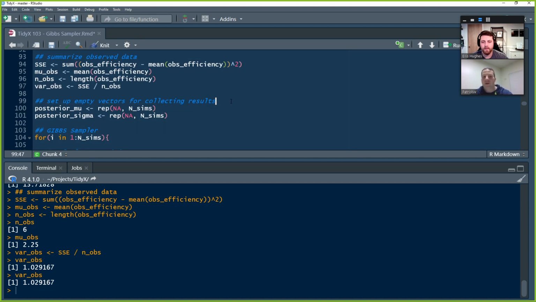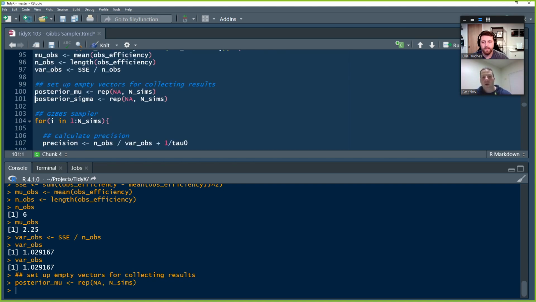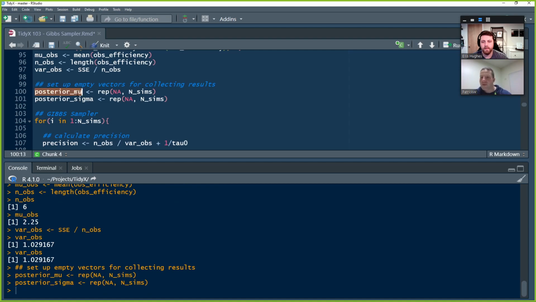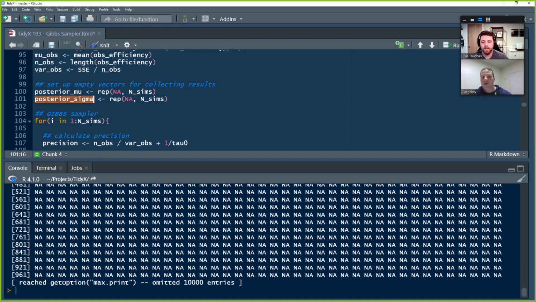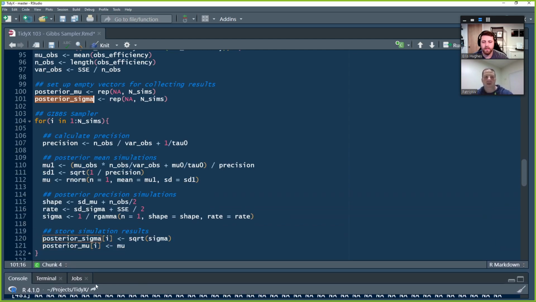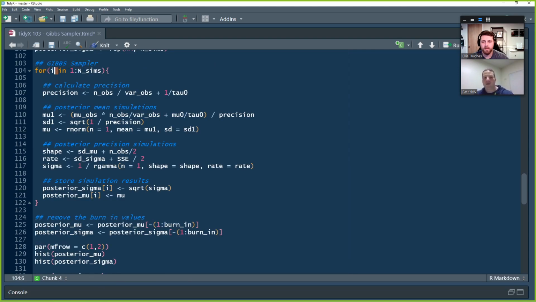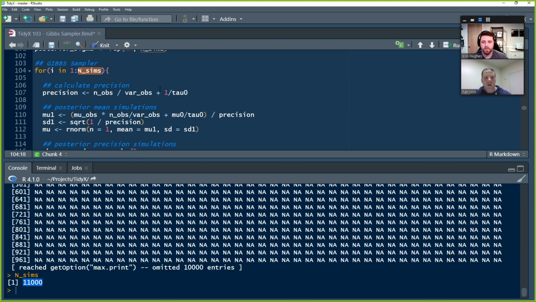We're going to set up some empty vectors to collect the results of each of our 11,000 simulations. So we're going to be simulating jointly, remember, a mean, a mu, and a posterior sigma, a standard deviation. Both of those are all NA. They're just waiting to be filled. And now we run our Gibbs sampler. So we're going to specify this in a for loop. For i in 1 to number of simulations, which is 11,000, there's 3 steps, and then we save it and we repeat those 3 steps.